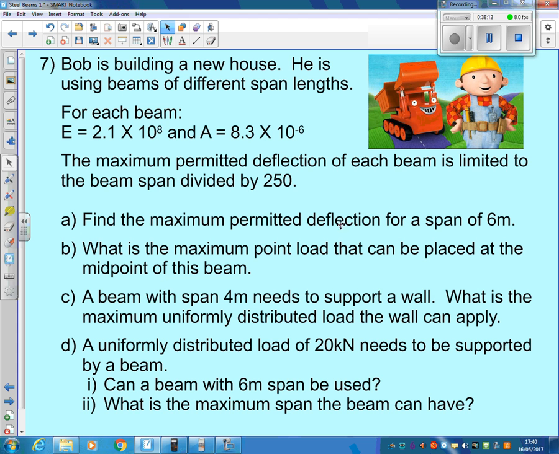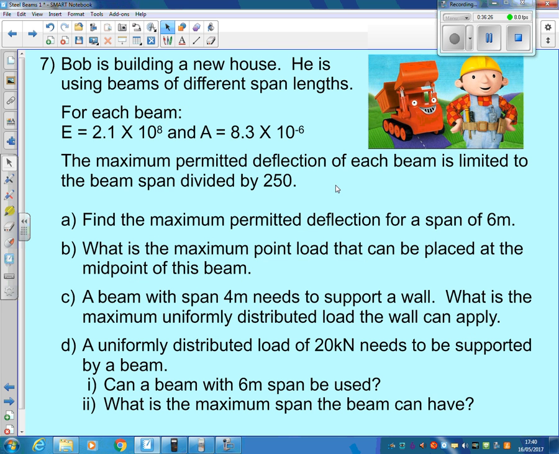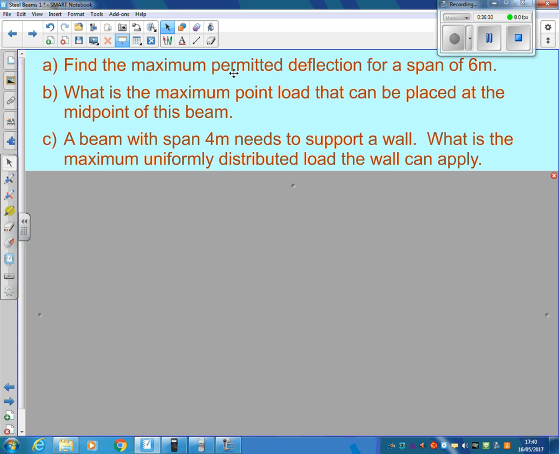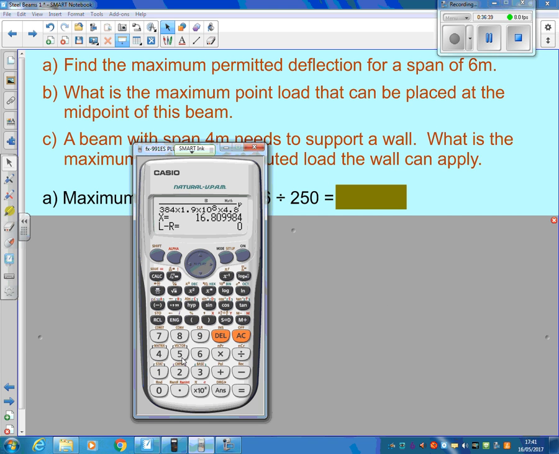So it says, find the maximum permitted deflection for beam span 6 meters and so on. Well, all the questions on here, let's do it in stages. The first one, find the maximum permitted deflection if it's 6 meters. Well, we said the beam span divided by 250 is your maximum deflection. So the maximum deflection is your span, 6 meters, divided by 250. 6 divided by 250. Okay, there we are.